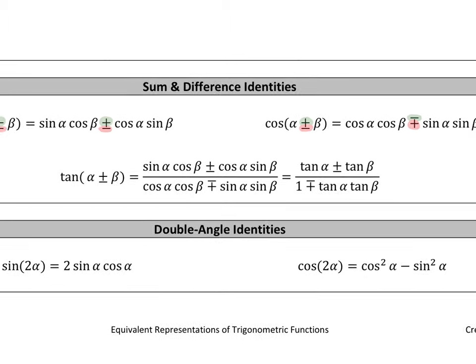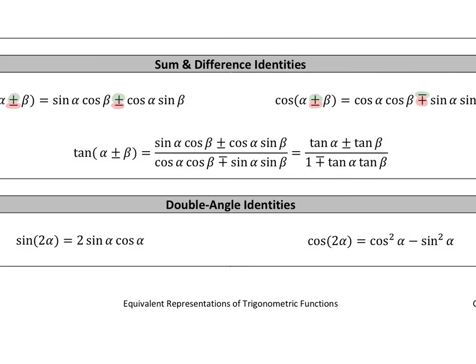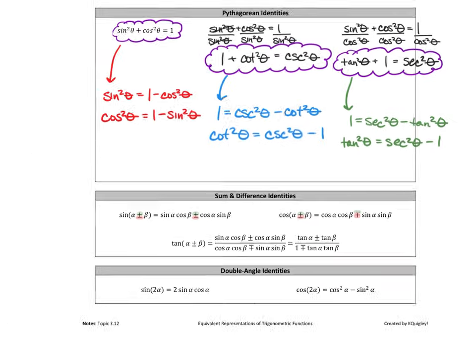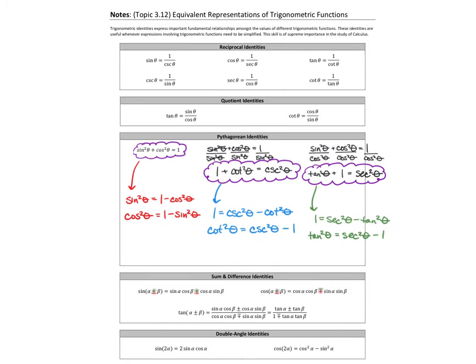The last formulas are the double angle identities. So if you have sine of 2 times some angle, you can use 2 times sine of alpha, cosine of alpha. And the same thing for cosine of 2 alpha, you can do cosine squared of alpha minus sine squared of alpha. Again, this means nothing to you because it's just a formula sheet right now. What we're going to do is use this formula sheet to either verify different proofs of trig functions or simplify trig functions.